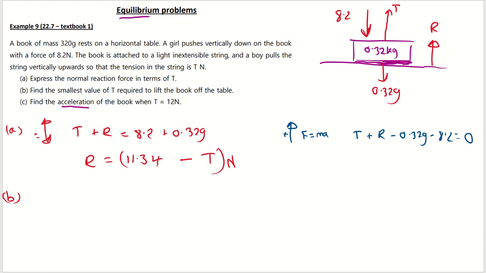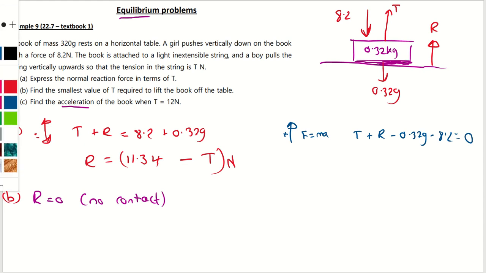Find the smallest value of T required to lift the book off the table. So here you need a little bit of a spark of imagination. If the book comes off the table, what's going to change in terms of our forces? The important thing is that R will equal 0 because there will be no contact anymore. This is just a little spark you need to have in order to get this bit right in your mind. So R will be equal to 0, so we can see T is going to equal 11.34, or 11.3.